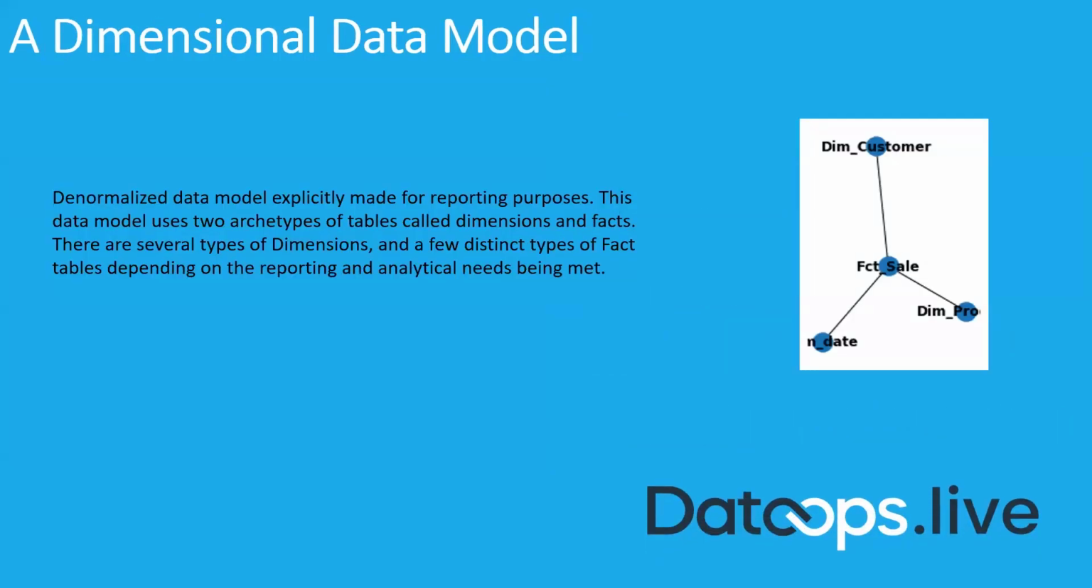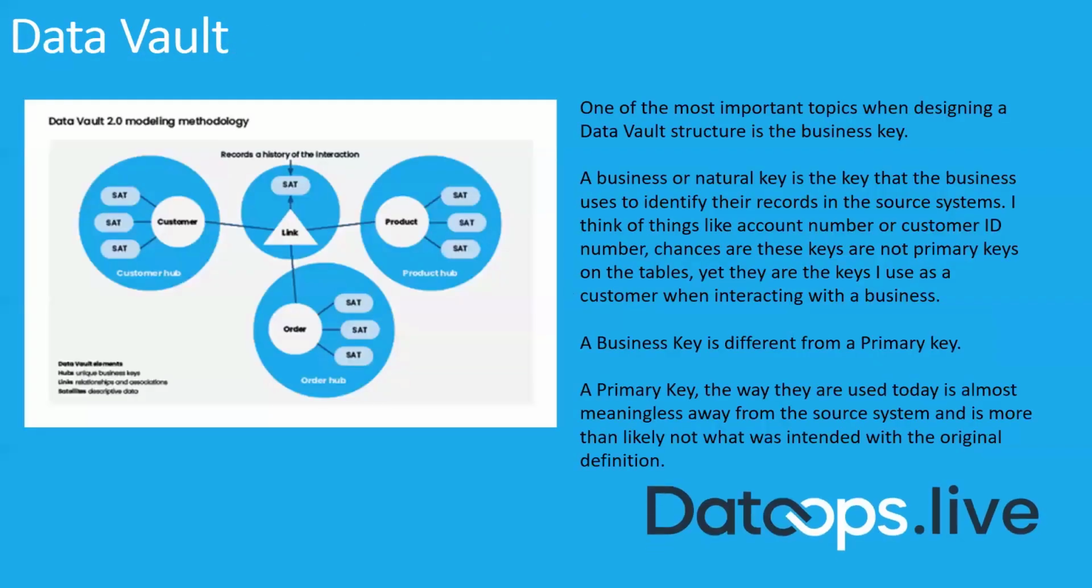Now, a dimensional data model is denormalized for reporting purposes. So there are only 2 types of tables that you're going to have, and these are called dimensions and facts. There's several different types of dimensions and a few distinct types of fact tables depending on certain things. But in general, you're going to have dimensions and facts in a dimensional data model. We'll come back to this later, there are more interesting things to be done with that. So Data Vault.